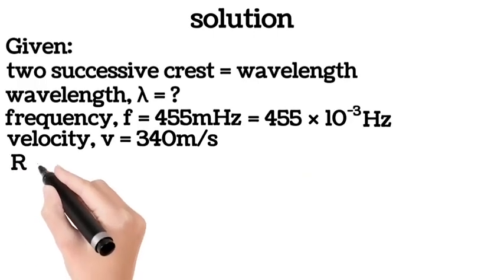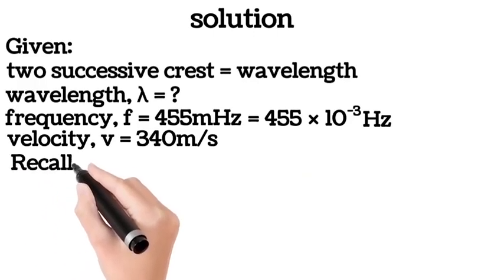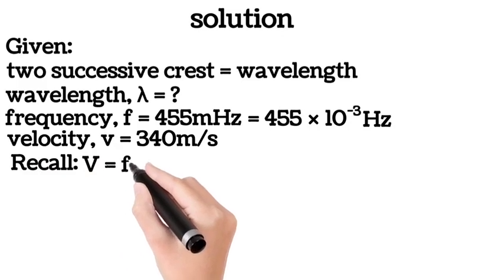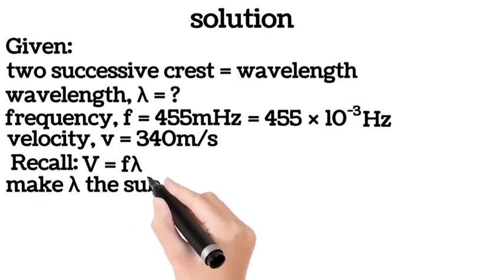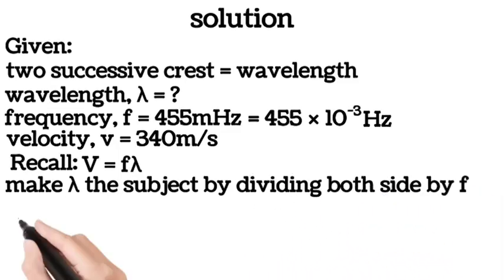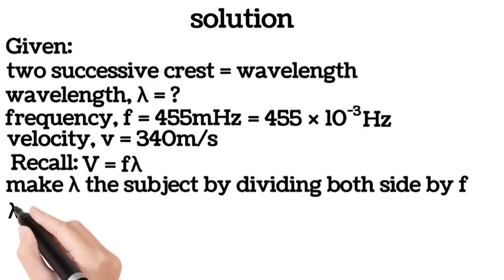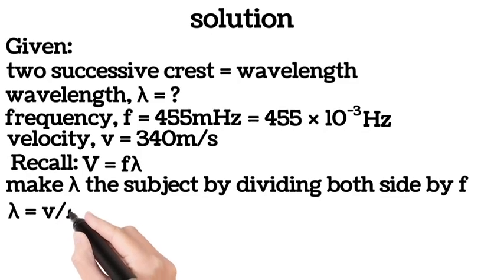So recall that V equals F lambda. V equals F times wavelength, that is frequency times wavelength. So we have frequency, we have velocity, and we are asked to find wavelength. We make lambda, which is wavelength, the subject of the formula. For us to make it subject of the formula, we divide both sides by F. And if we divide both sides by F, we have lambda equals V over F.